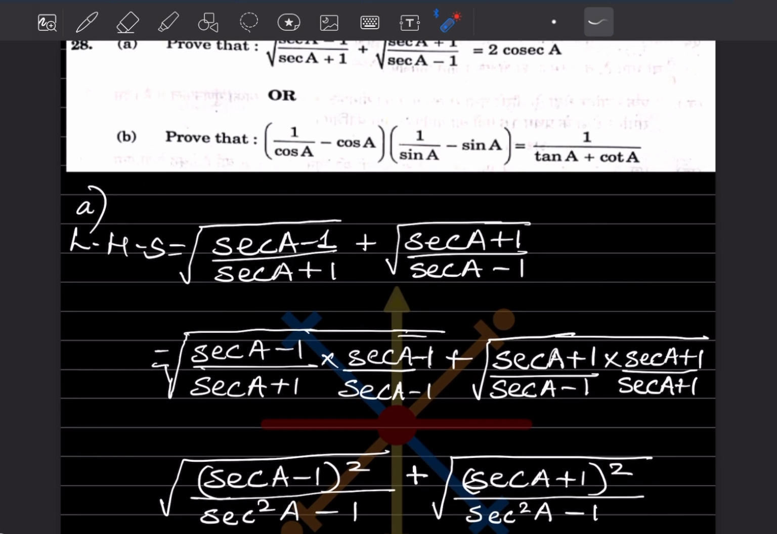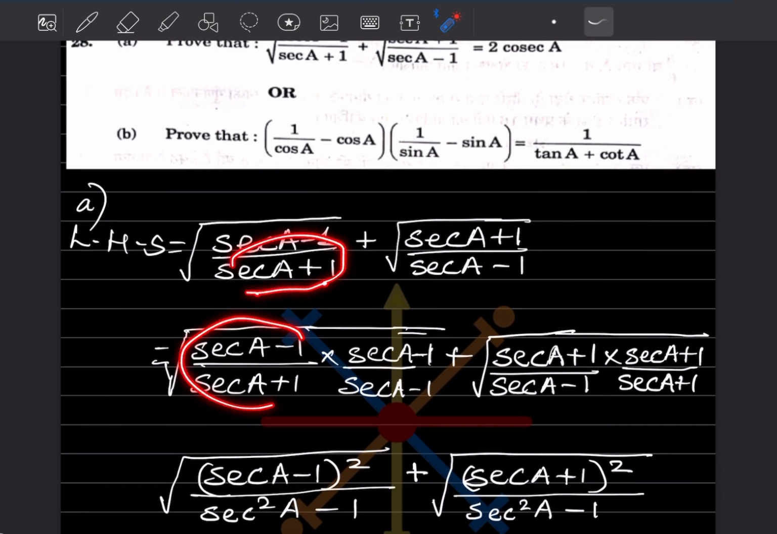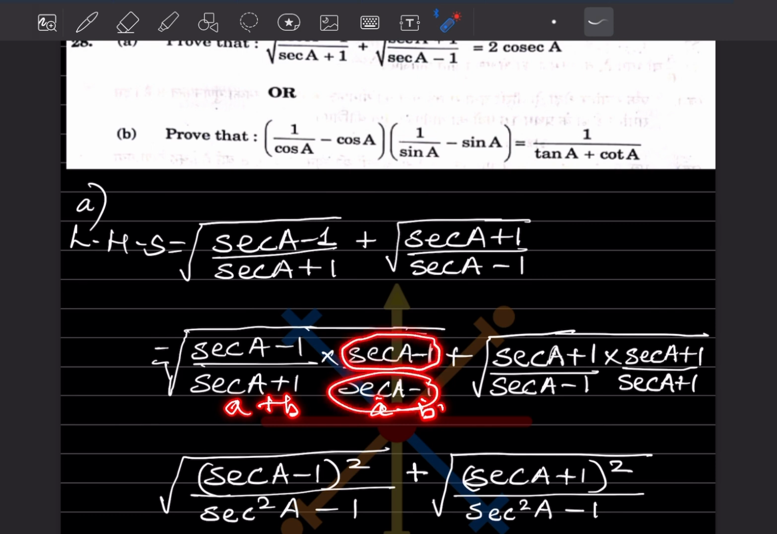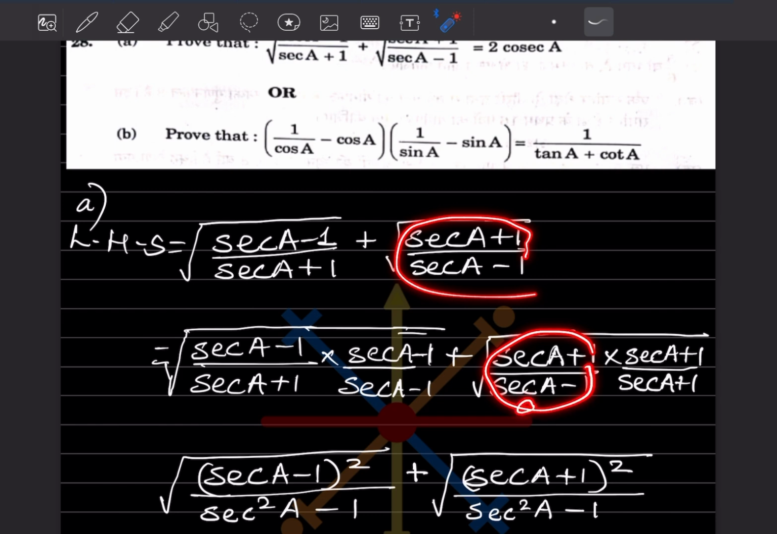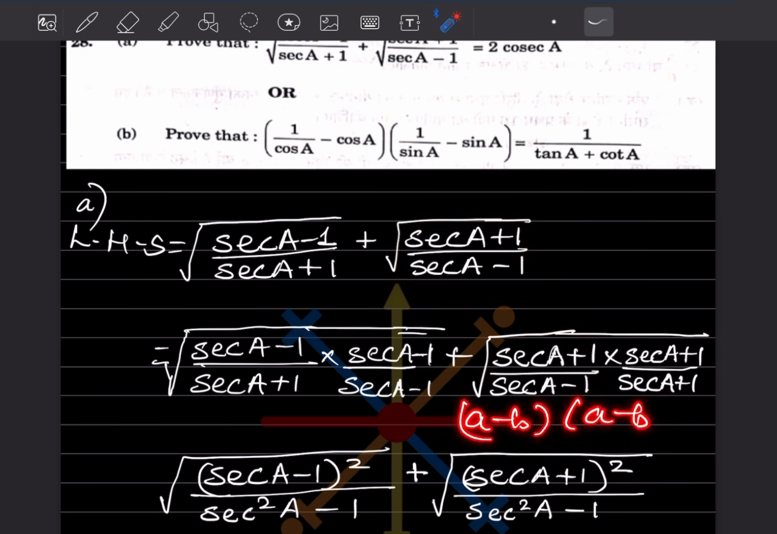The same thing is written here, but then what will you do? Now this is in the form of a plus b, so we consider this as a minus b. So sec a minus 1. This is extra, so in the numerator also it should be the same. Same for this one. This is in the form of a minus b, so we can make it a plus b because then it will be easy. You know the formula a minus b and a plus b, that is a square minus b square. So now this is a plus b. The same thing should be written over here because this is extra.